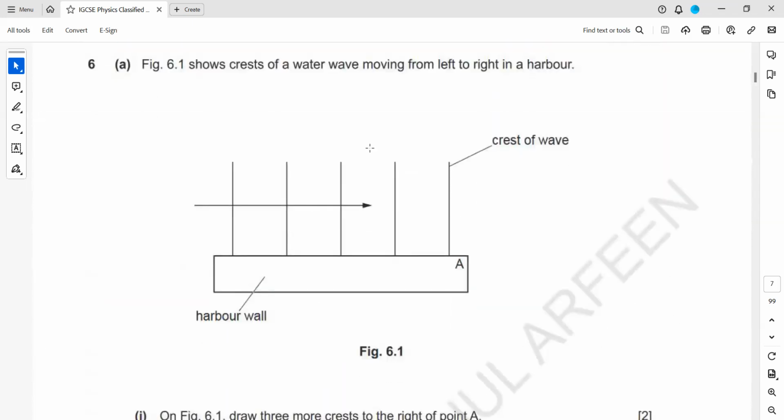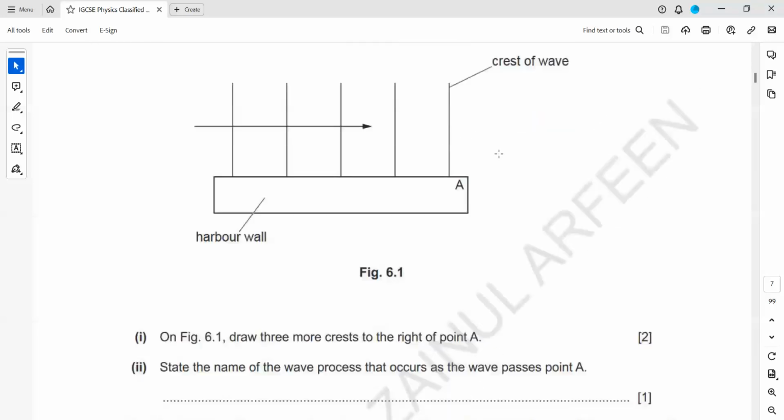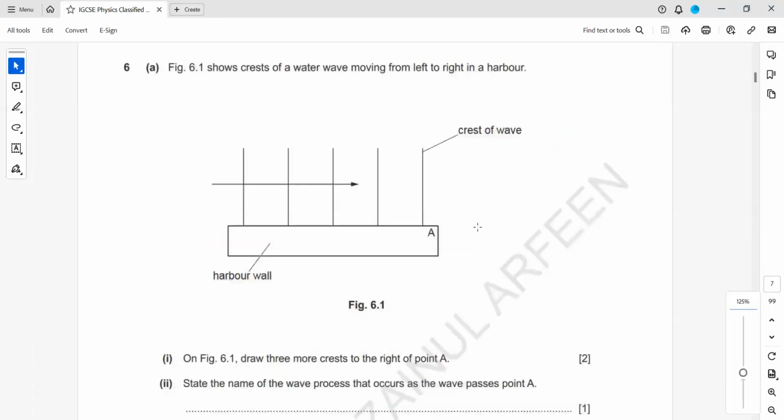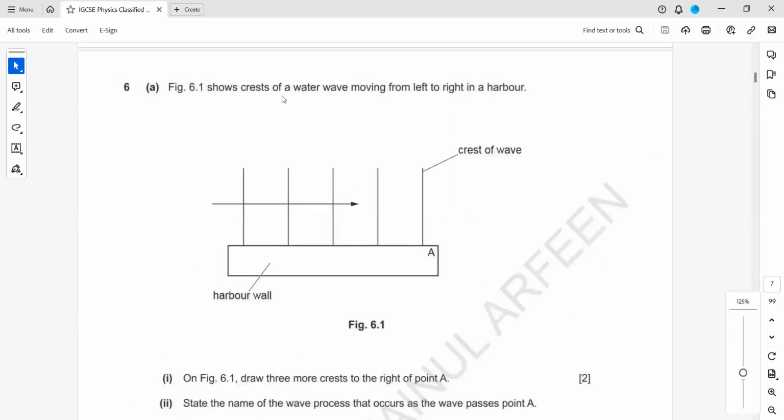The next question: figure 6.1 shows the crest of a wave of water moving from left to right in a harbor. On the figure, draw three crests to the right of A. This is diffraction through an edge, not through a gap. With diffraction through a gap there will be objects, and it will be either maximum or minimum diffraction, but this is near the edge only. So we draw the wavefronts near the edge, curved. And they should be equally spaced because the wavelength does not change. This gap should be equal to this gap because the wavelength is not changing, as the medium does not change.